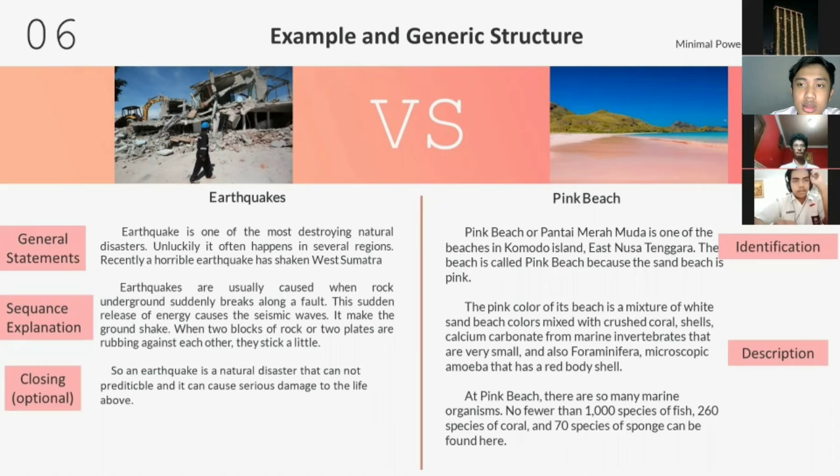on the right side is descriptive text. The first generic structure of descriptive text is identification. Identification contains the introduction of a person, place, or something that will be described. So in this text it is Pink Beach or Pantai Merah Muda. The second one is description. Description contains a description of something such as an animal or place.